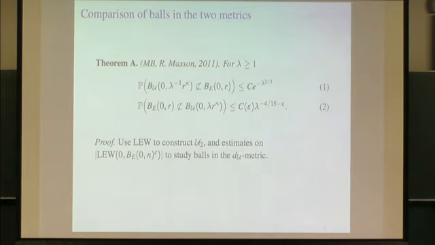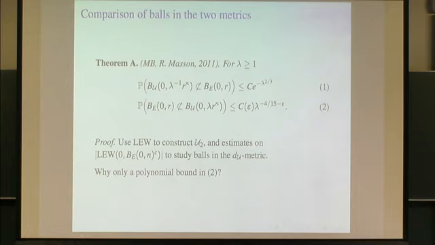And a very quick idea of the proof is that we're going to use loop-erased random walks to construct the uniform spanning tree in 2 dimensions, and the estimates that we have on the length of paths to study balls in the metric. Now, you notice that there's a difference between the nice exponential bound here and the polynomial bound that we have here. And so why is that?